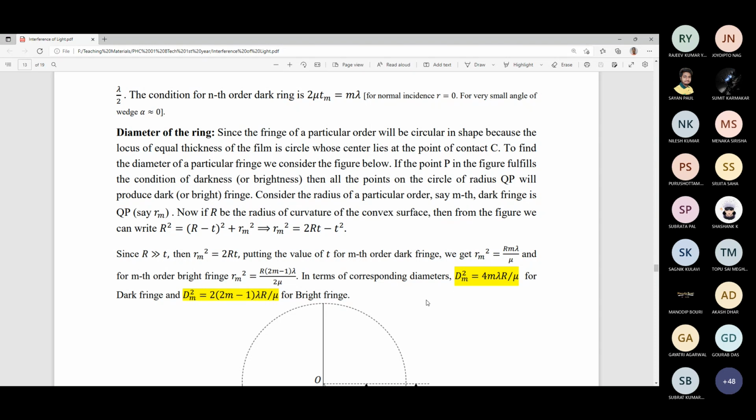Now if we calculate the diameter, then Rm equal to dm by 2, so it will be multiplied by 4. That is dm square equal to 4m lambda R divided by mu. And for bright fringe, dm square equal to, multiplied by 4, that 4 and 2 will be cancelled out, that is 2 into twice m minus 1, or we can say plus 1, lambda R divided by mu. Right, so this is the diameter for dark and bright fringe.